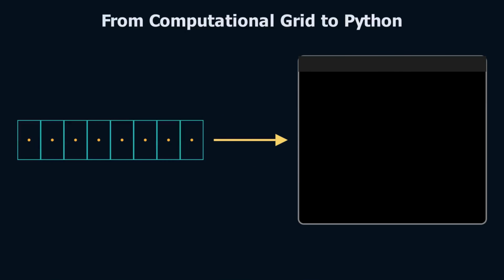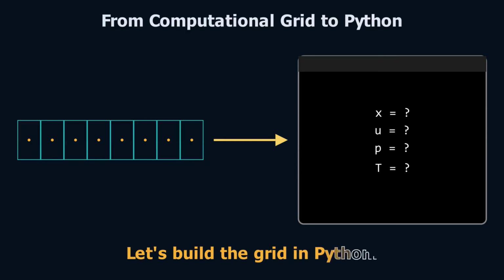So far, everything exists only as a diagram. But a real CFD solver needs numerical data, not pictures. The computer must know where every cell is located and allocate memory for the variables stored at each cell center. Let's translate this computational grid into Python, one step at a time.